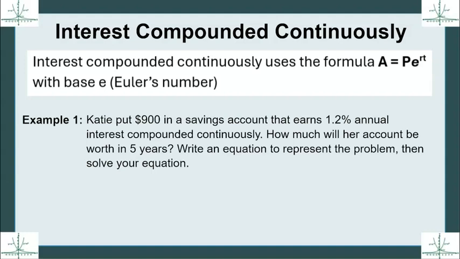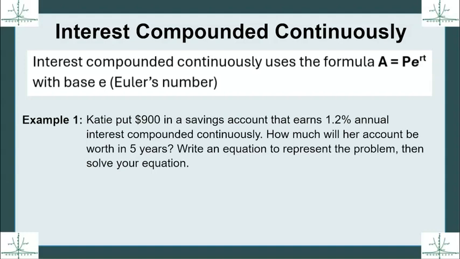So example, Katie puts $900 in a savings account that earns 1.2% annual interest compounded continuously. How much will her account be worth in 5 years? Write an equation to represent the problem, then solve your equation.